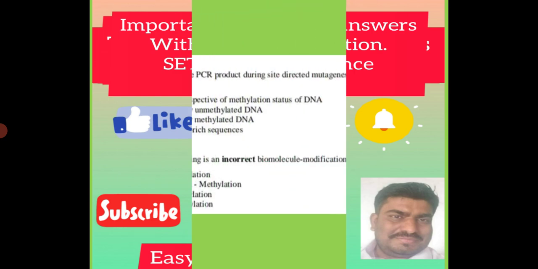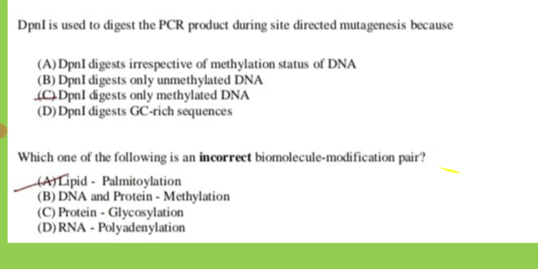So let's start. The first question: DpnI is used to digest the PCR products during site-directed mutagenesis because the DpnI digests only methylated DNA. Option C is the answer to this question.